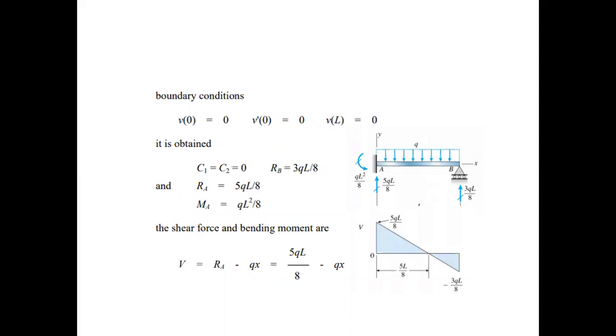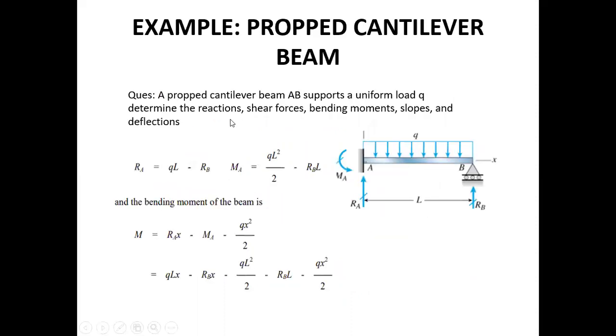So in this way, we can simply calculate all the reactions, shear forces, bending moments, and the unknowns. In this case, we were concerned with the reactions, and we have calculated RA, RB. We were concerned with the shear force and bending moment. We have calculated those. We were concerned with the slope and deflection. We have calculated those. So in this way, we can do the analysis of a prop cantilever beam. Whatever parameters we are asked for, we can easily calculate using this method.